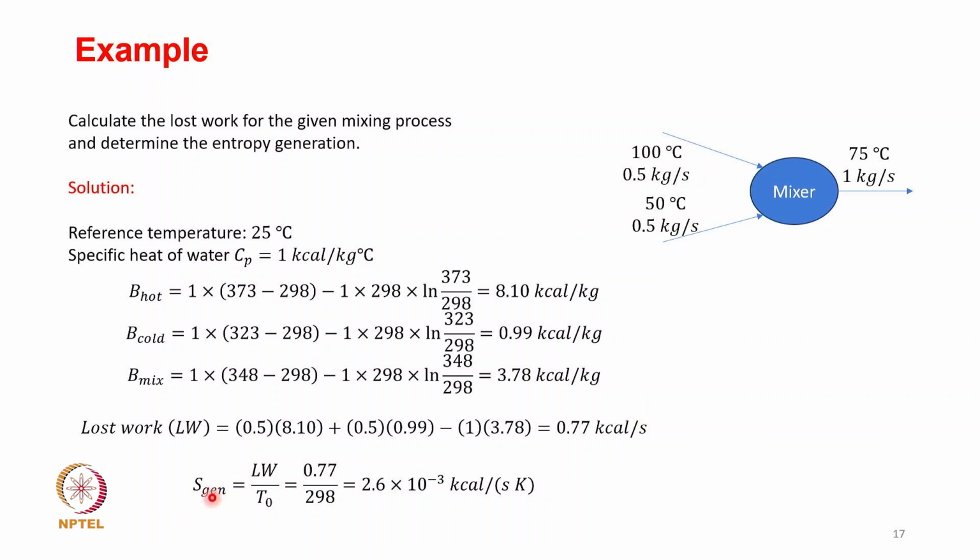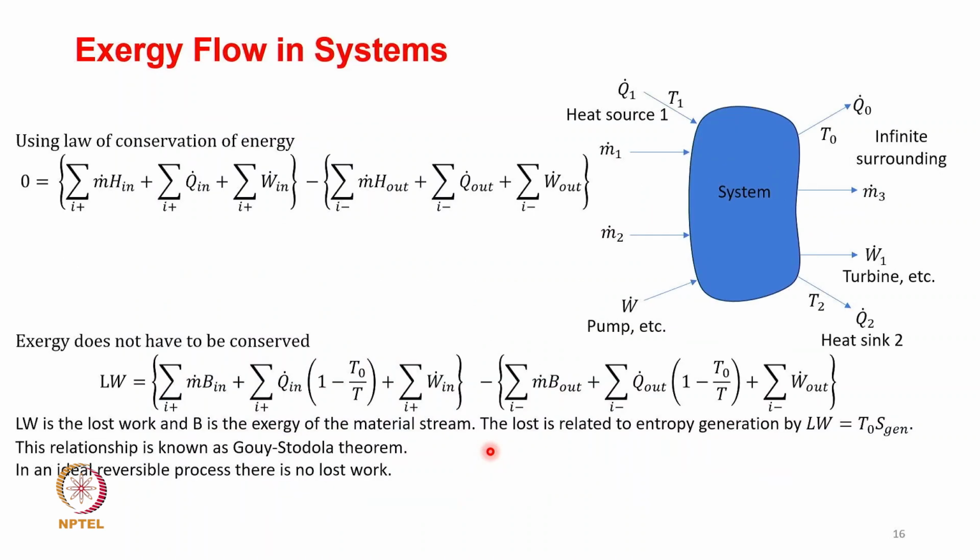Fine, if you wanted to compute Sgen, you also have to divide it by T naught, because lost work is equal to T naught times Sgen. T naught being 25 degrees C, which is 298 Kelvin, we may be able to compute that as well. So, this is how we do the overall exergy balance.